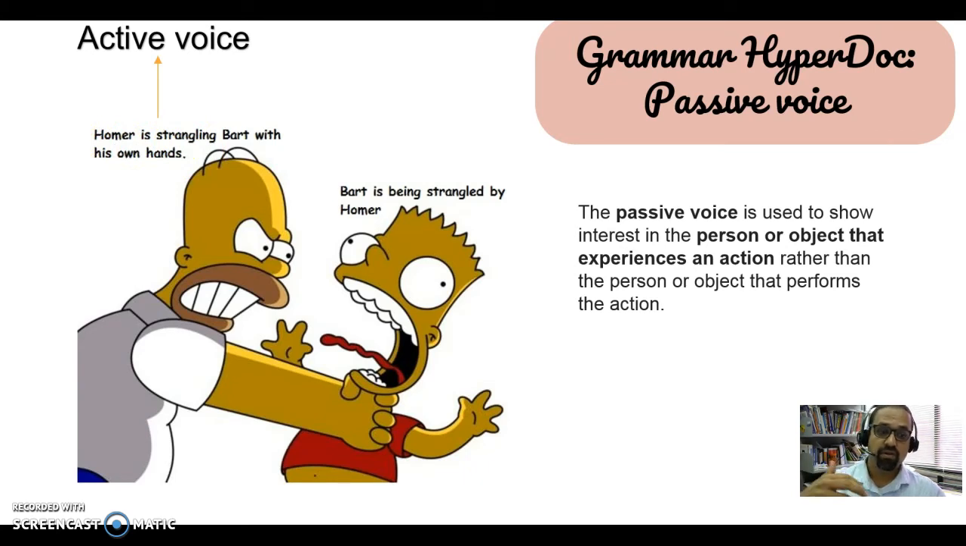If we want to focus not on Homer, who's doing the action, but on the one who's receiving the action, in this case we say passive voice. So we say Bart is being strangled by Homer. I'm going to show you some examples so you can understand the structure.